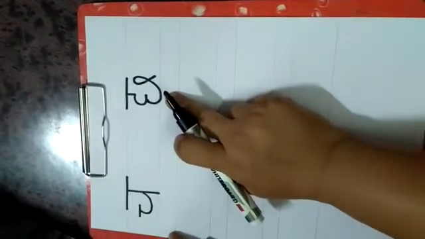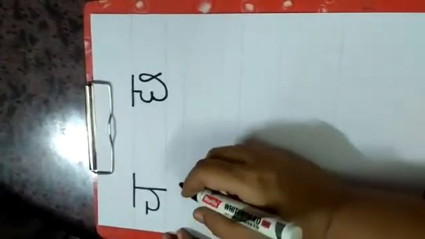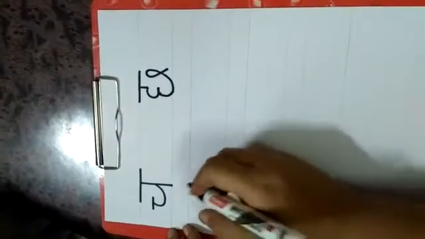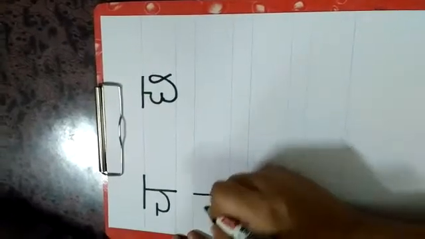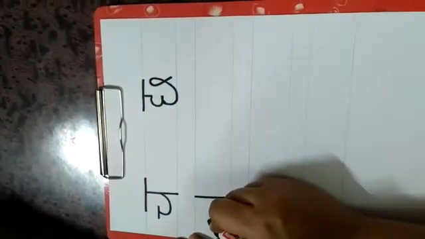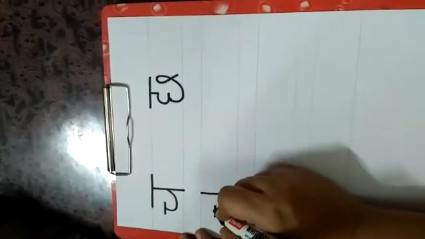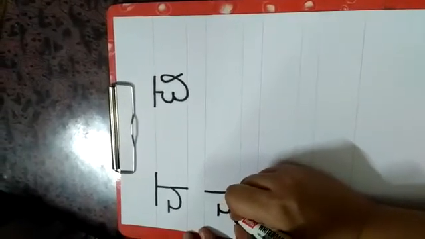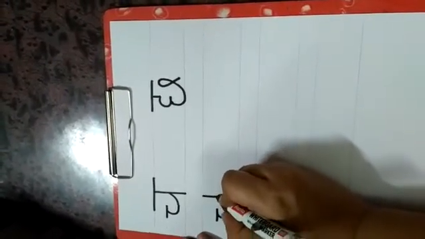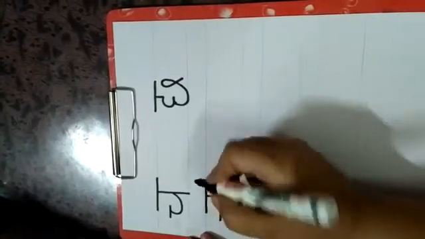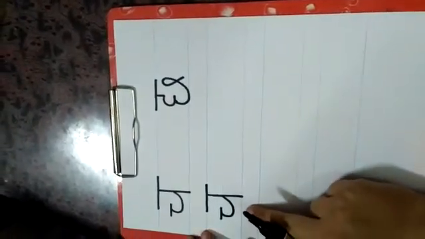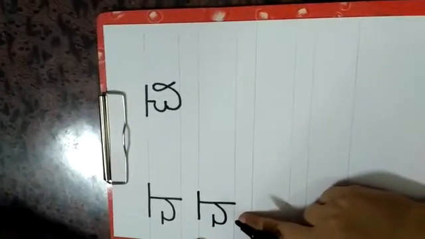Let us revise it again. We will write ch like this. Make a standing line. At a distance, make a short sleeping line. Then make a curve like this, which will touch the standing line. At the top, make a sleeping line. This is ch se charkha.